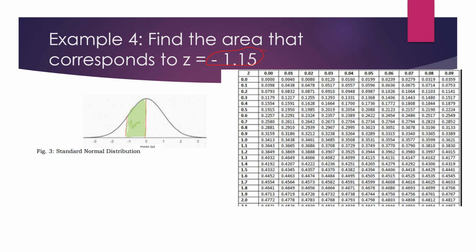Since it is negative 1.15, let us first look for 1.1. And for the hundredths place, we will look for 0.05. So 0.05 is this part. Let us find its intersection, from 1.1 to this part. So the area of negative 1.15 is 0.3749.